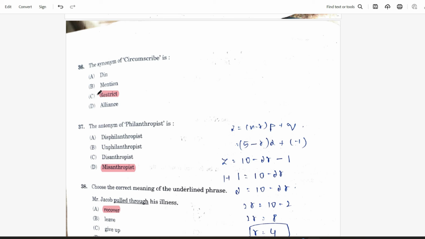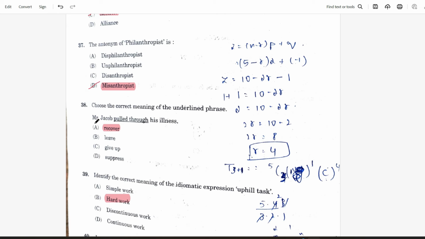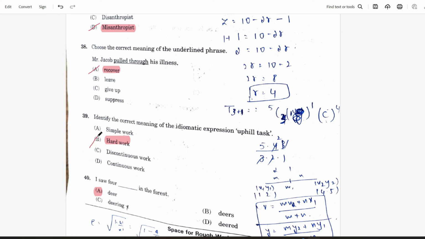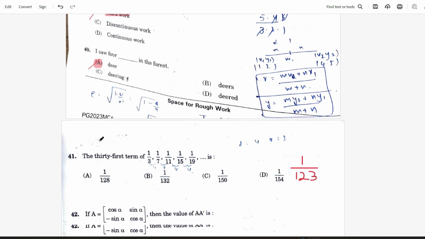And some English questions are also given, about 5 to 6 questions. Option C is the right answer. This is option D is the right answer. For 38, option A is the right answer. For 39, option B is the right answer. For 40, option A is the right answer.